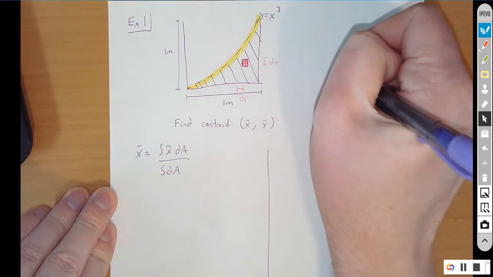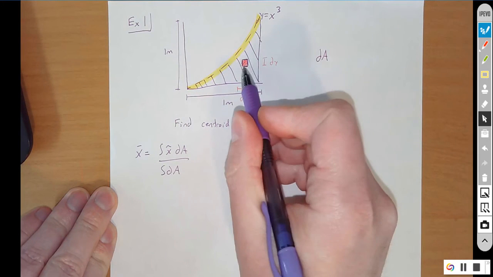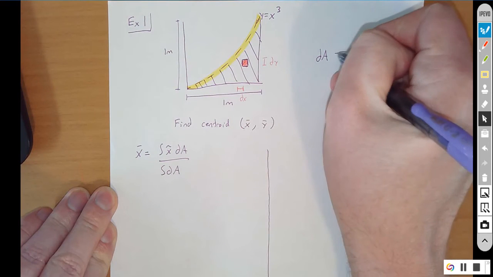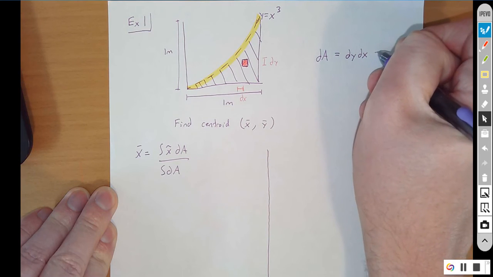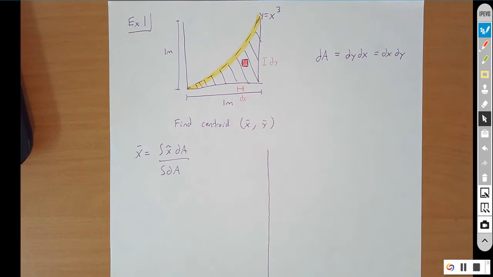Now our dA, so let's go back over here. The area of this infinitesimally small piece, this square thing here, we can write as dy dx. We can also write it as dx dy. And the order does matter. So we want to choose the one that lets us start at 0, if we can.